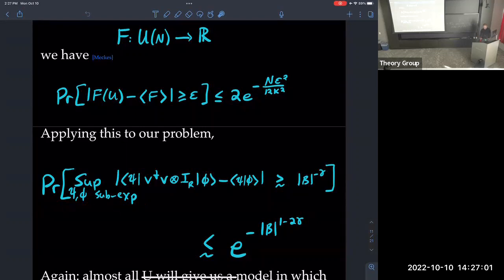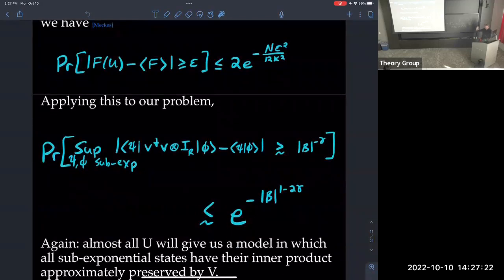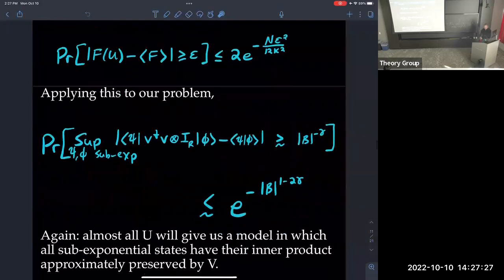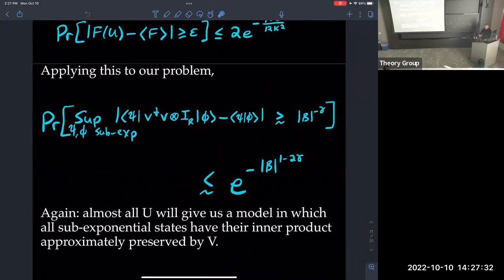So we're going to find the two that have the worst inner product preservation. The probability that there exist two sub-exponential states with error worse than some exponentially small amount is going to be doubly exponentially small. So here we have e to the minus b to the something else, where b is, remember, exponential in the number of qubits that make the black hole. So the statement here is that almost all u will give us a model in which all sub-exponential states have their inner product approximately preserved by V.